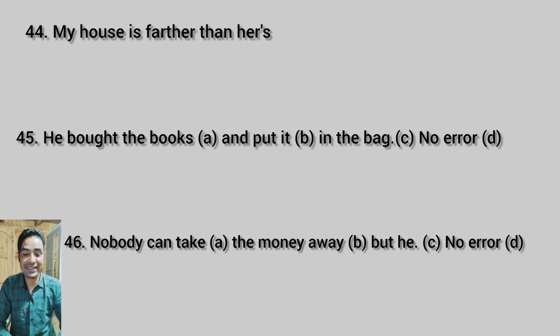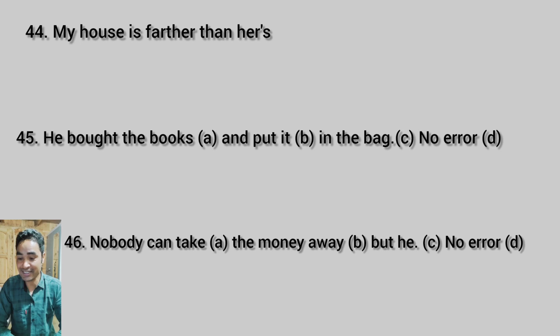44. My house is farther than hers's. As I taught you, personal pronouns don't take apostrophe s to show possession. So here in this sentence, hers's, her apostrophe s. Personal pronouns don't take apostrophe s to show possession. In any case, personal pronouns don't take apostrophe s. To show possession, a separate pronoun is written. A pronoun has its own possessive form. There is no need to use apostrophe s at the end of a personal pronoun to show possession.